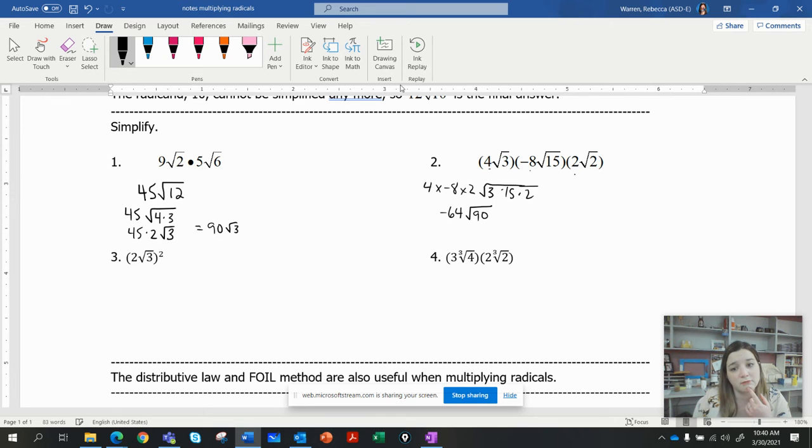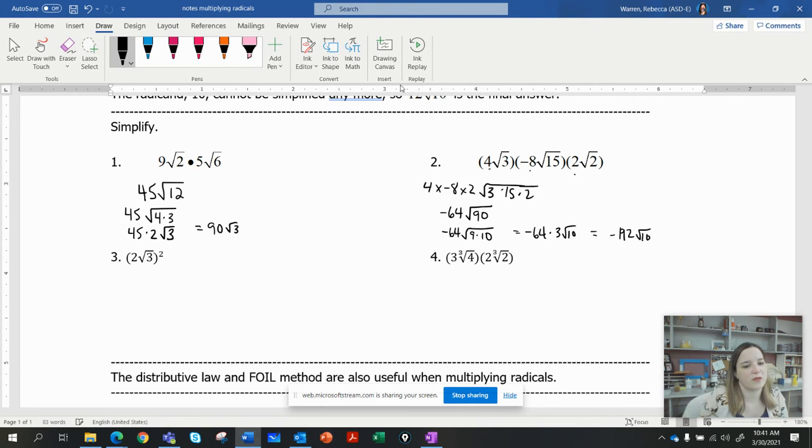So we've done step 1, multiplied all the coefficients, multiplied the radicands. Now I want to see if it simplifies. So 90 definitely simplifies down. That is going to be 9 times 10. Square root of 9, that's 3. So negative 64 times 3 radical 10. Negative 64 times 3 is negative 192, and then radical 10 left over.